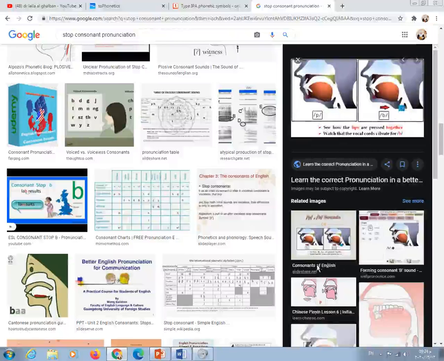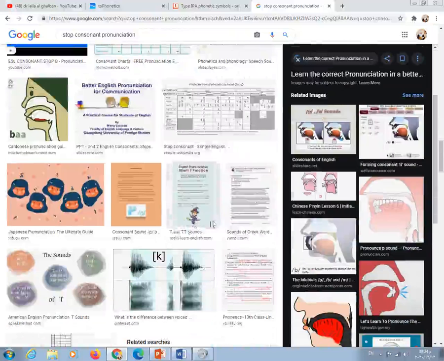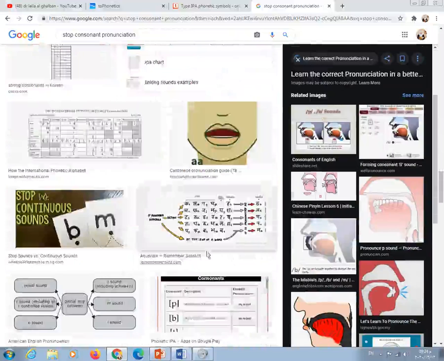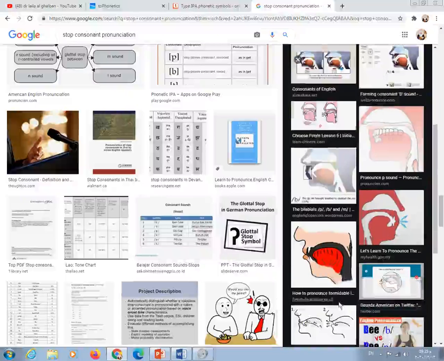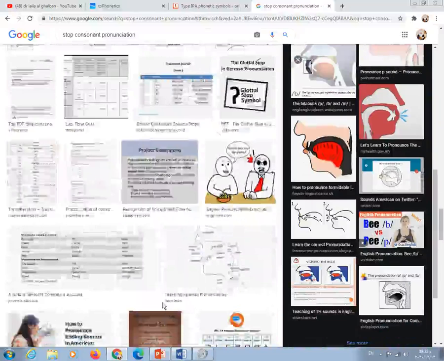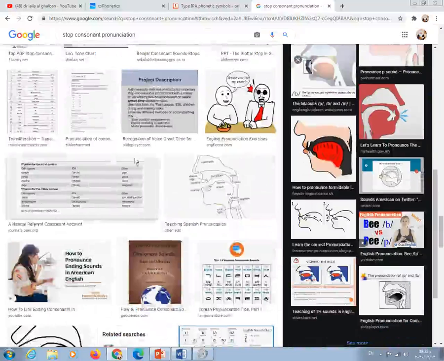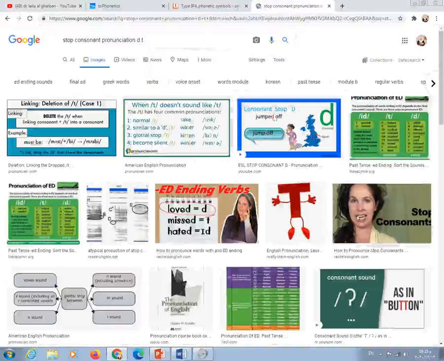I hope to see something to illustrate the T sound and the G sound. You know, the T sound and the G sound. T and G sound. Stop consonant, say G and T. T and D. Yeah, T and D. How we pronounce this? Okay.